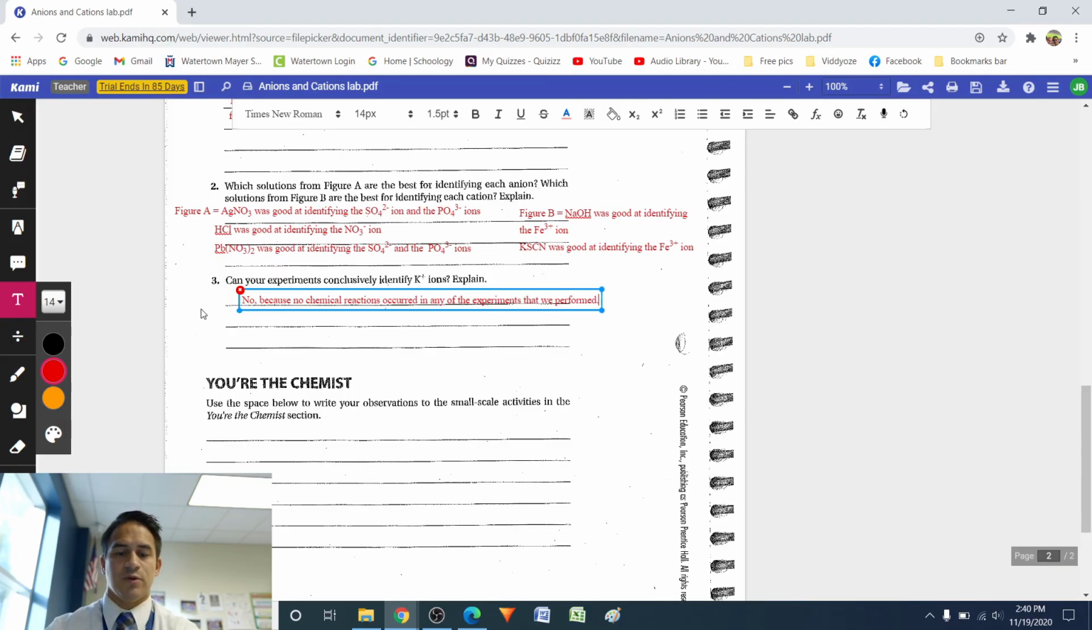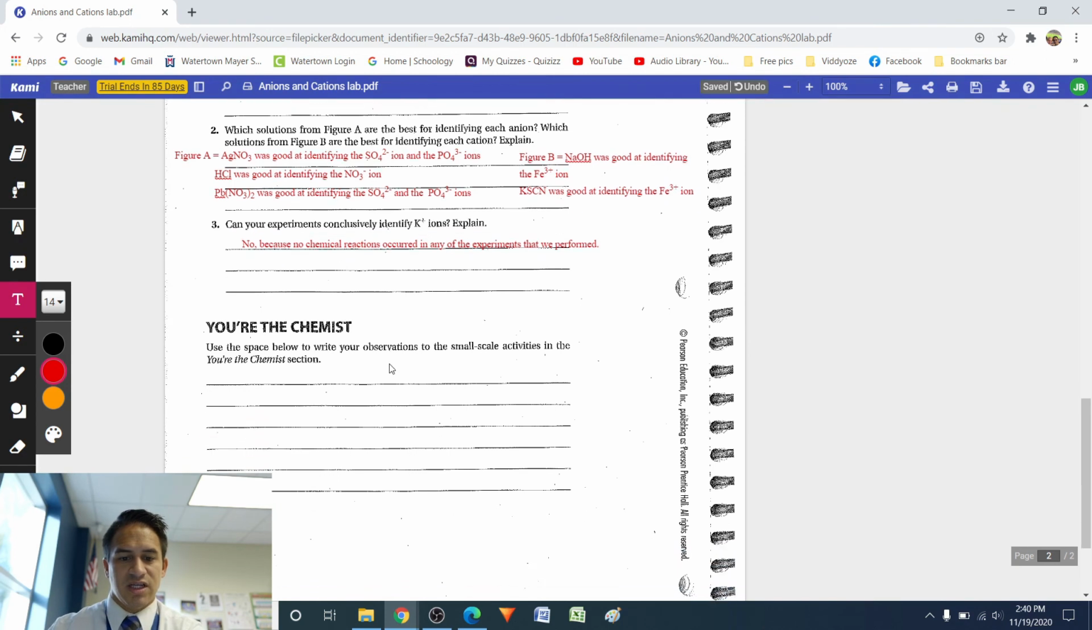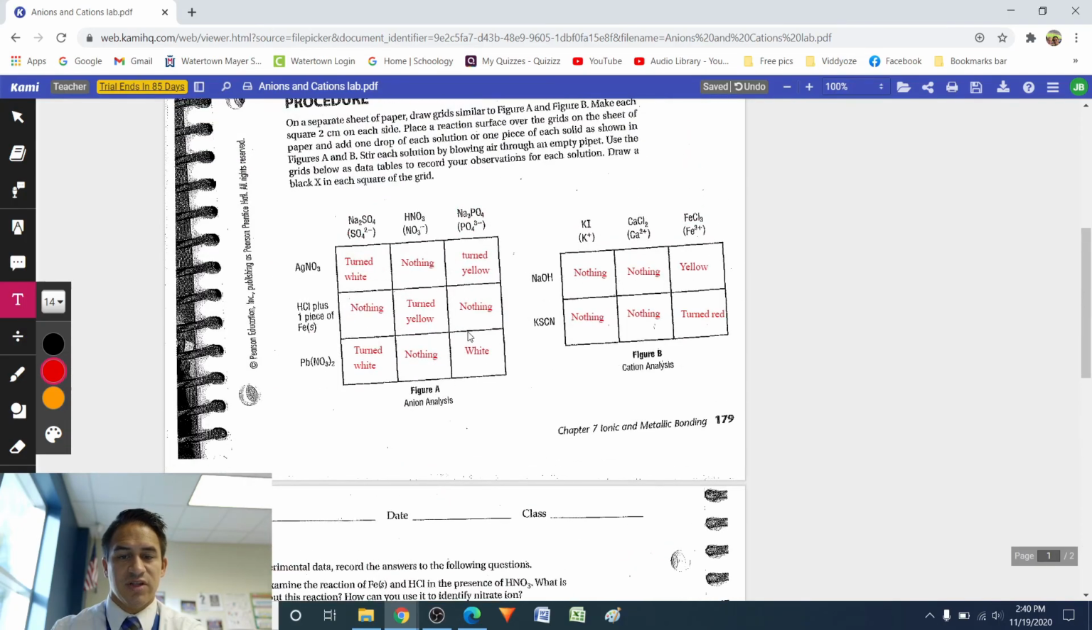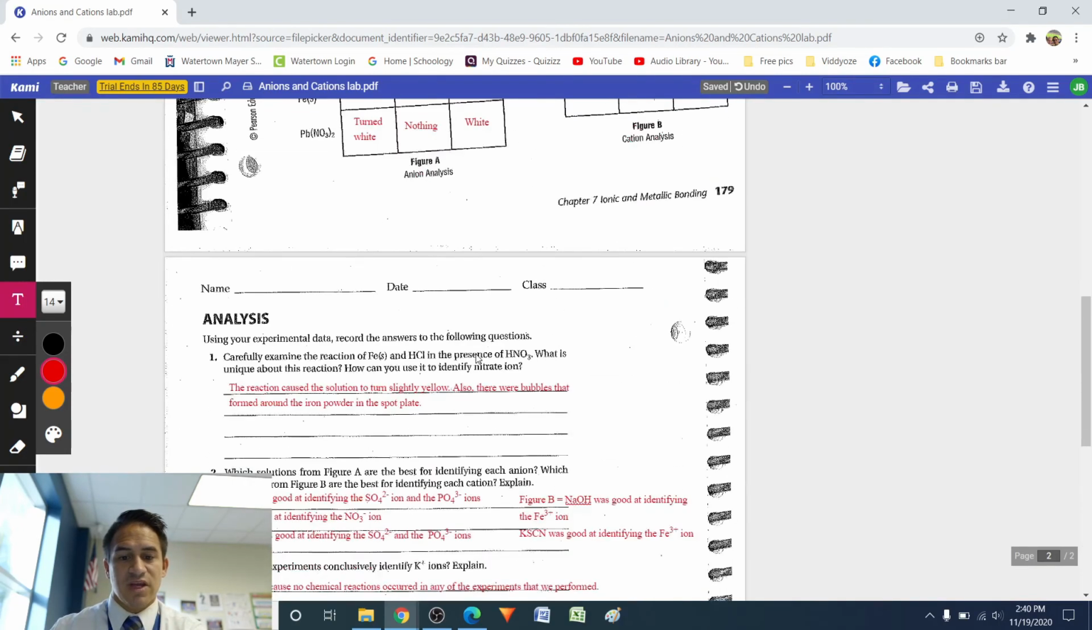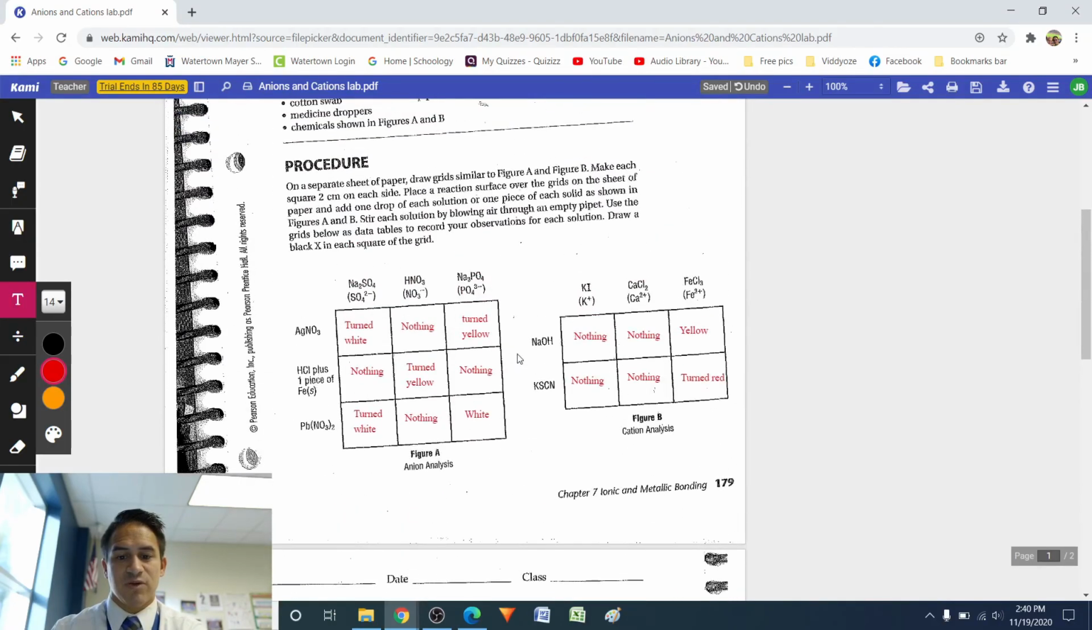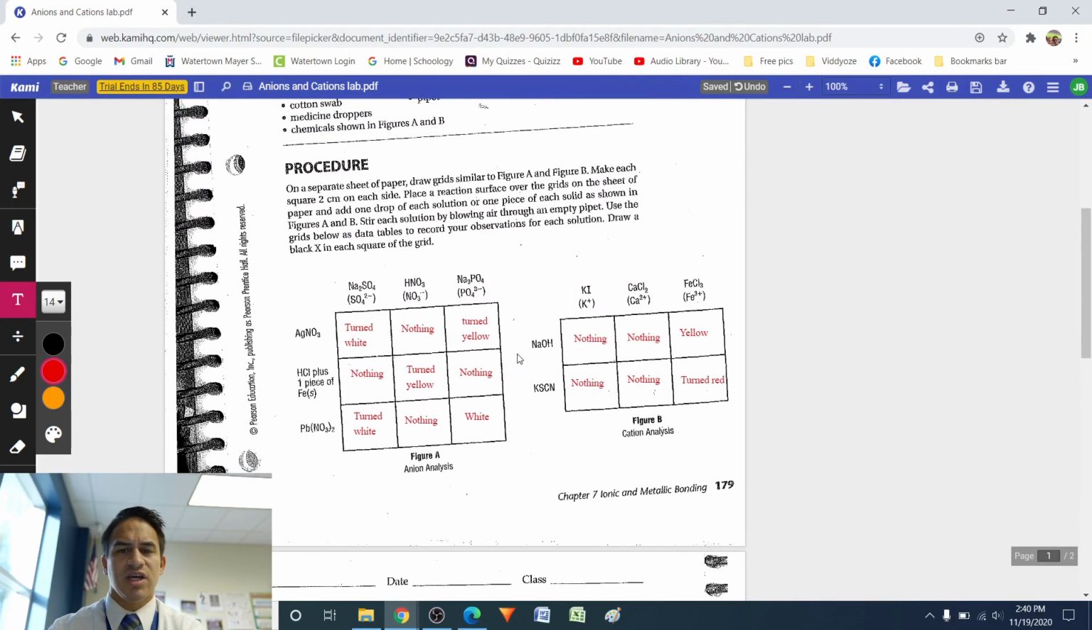Okay, so no. All right, and then the You're the Chemist part just has you write down your observations, which you probably already wrote down your observations up here in the data table. Okay, all right, so that is it for this lab. Hopefully that helps you understand what the questions are asking. And again, this is just a little experiment just to kind of show some of the reactions between different ionic compounds and forming new ionic compounds.